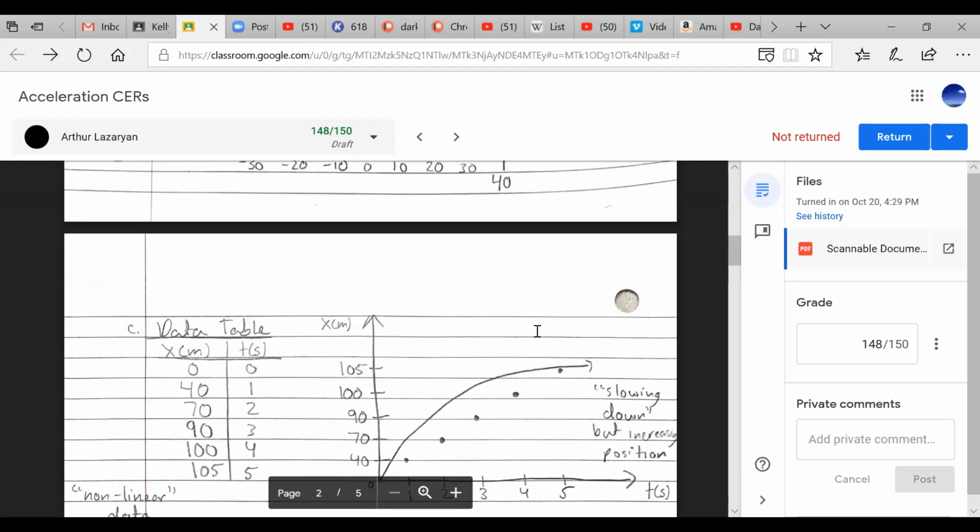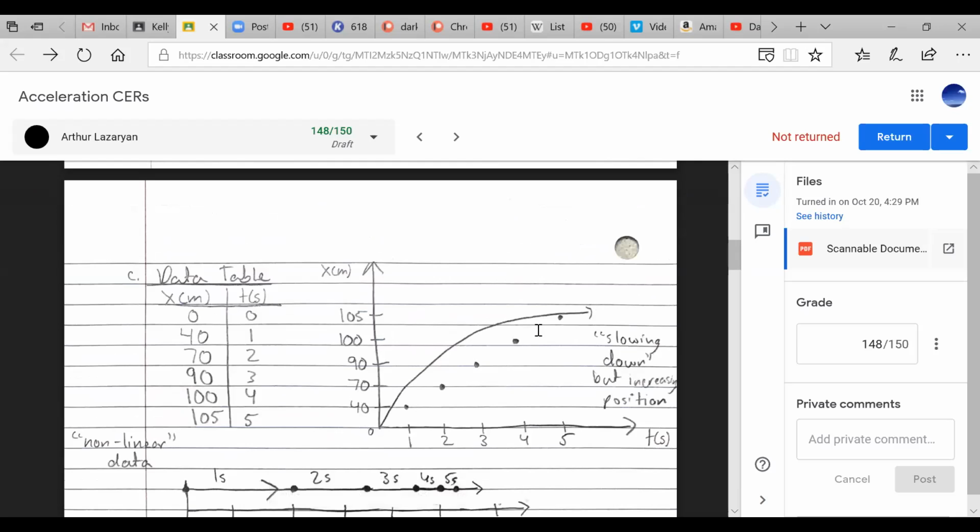Okay, so that's part B, and then part C, we have a situation where a car is slowing down, okay, but increasing position in the east. We did that also in class. So we're in the east domain, number one. We know that we're going to be increasing position, as Arthur has 0 to 105. He could have gone to 200, but again, that's just the range. You don't have to.